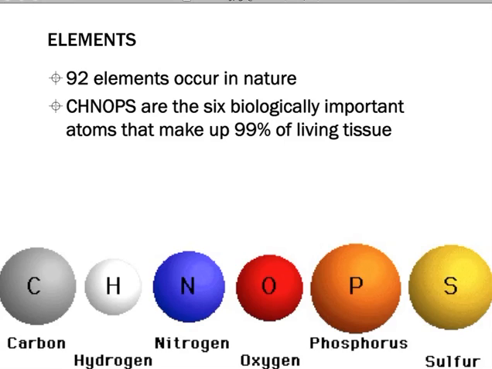The elements that we're going to be mostly concerned about are the SNOPs, however you say that, and that's carbon, hydrogen, nitrogen, oxygen, phosphorus, and sulfur. They are the 6 biologically important atoms, and they make up 99% of living tissue. There's 92 other elements that occur in nature, and the other ones are man-made.